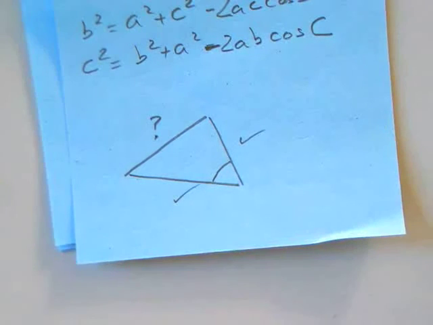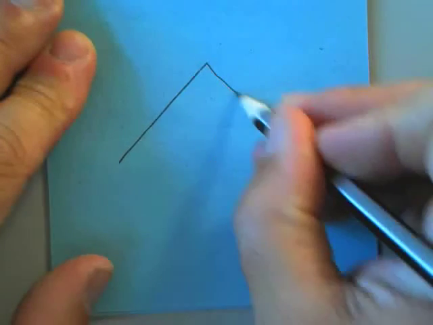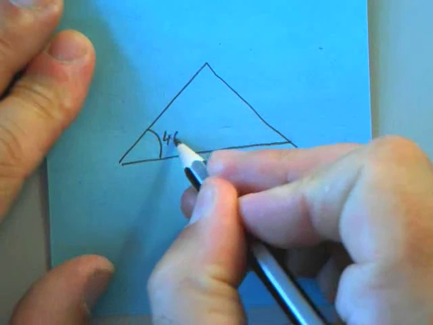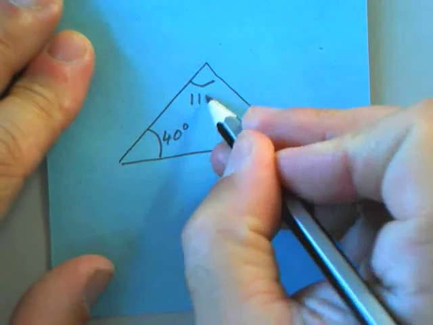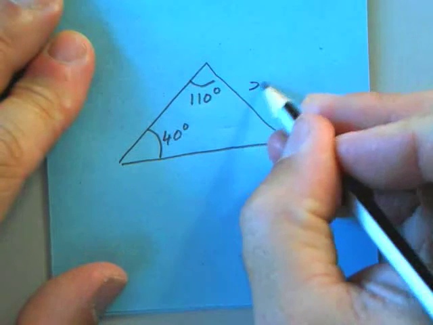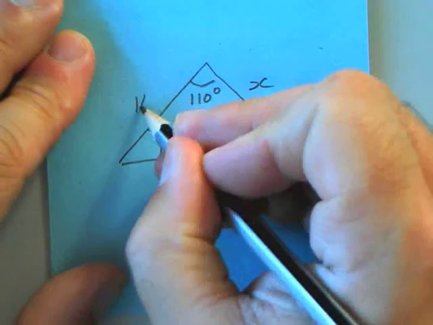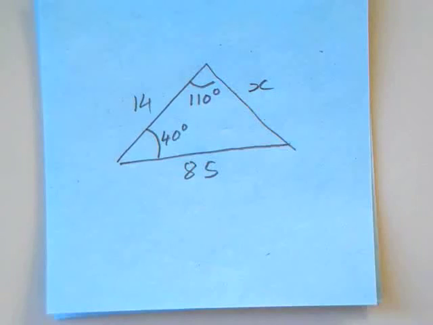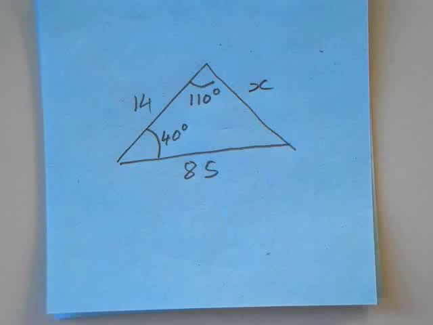Now what they'll do in exams and stuff like that, just to see if you understand that idea, they'll do things like this. They'll say they want this one x. They'll tell you that's 14. They'll tell you that's 85. And they'll say, go and work it out. Now people panic at this point. Which angle do I have to use? The one opposite the side I'm trying to find.